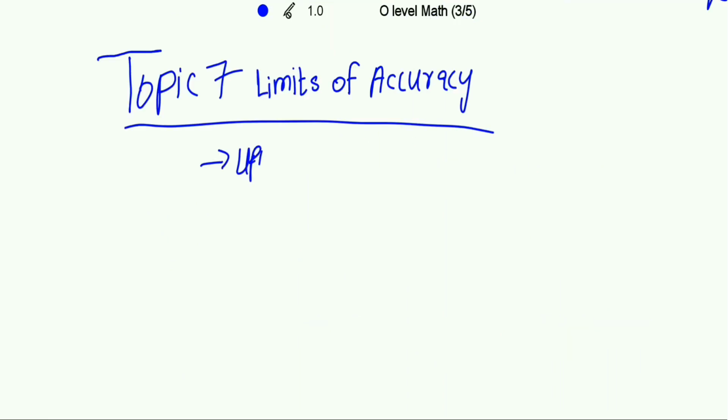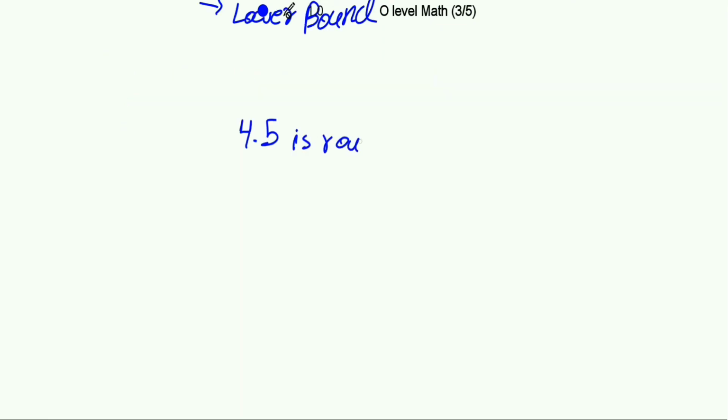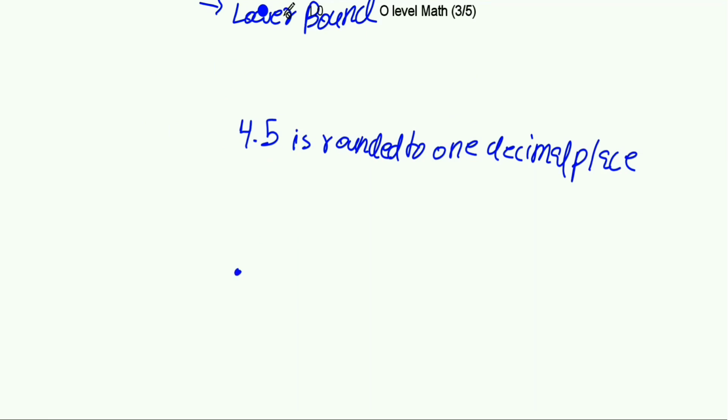Now we are going to move to the next topic, upper bound, and we're going to understand what is lower bound. Round it up to one decimal place. So what is the upper bound and the lower bound? Let's say that in this number line it is 4.5, which has already been rounded to one decimal place.